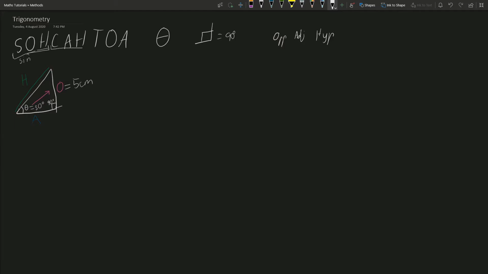Other examples, CA is for cos, when you have an adjacent side and need to find the hypotenuse, or when you have a hypotenuse, need to find the adjacent side. And TOA is for the tan function, or tangent function. And that's when you have either an opposite side or an adjacent side, and you want to find the other.